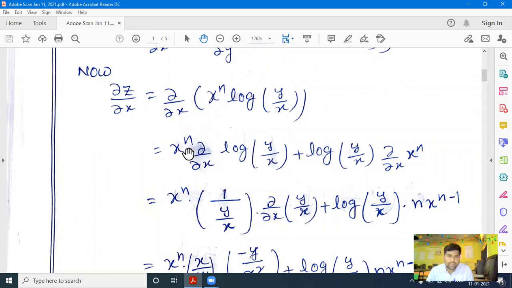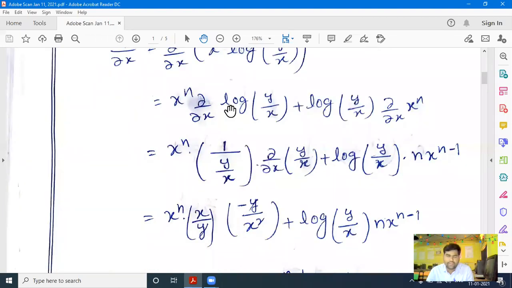So u, x to the power of n, into dou by dou x into this one, that is log of y by x, plus again this one, log of y by x into dou by dou x into x to the power of n. So x to the power of n into differentiation of log x is 1 by x. So 1 by x means y by x. So again a different term is there, so we are applying partial differentiation again.